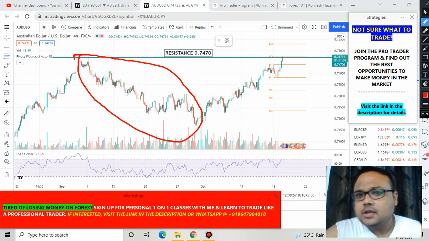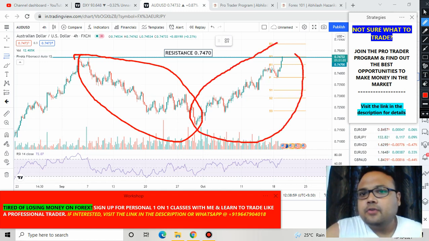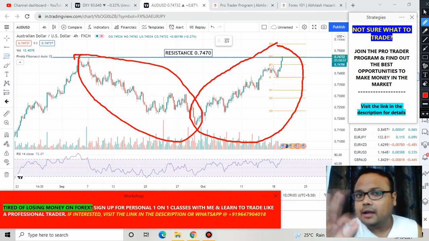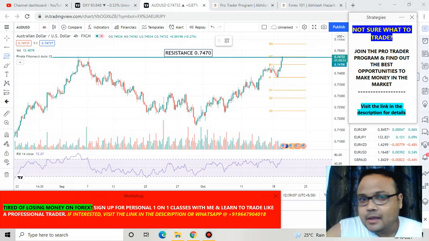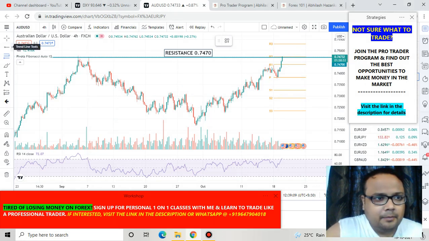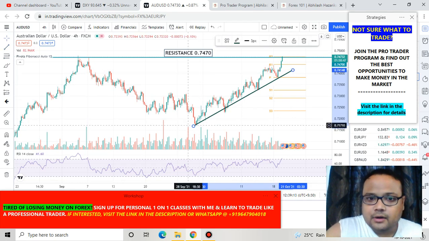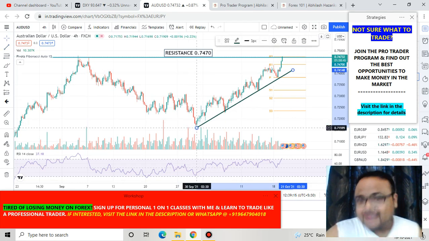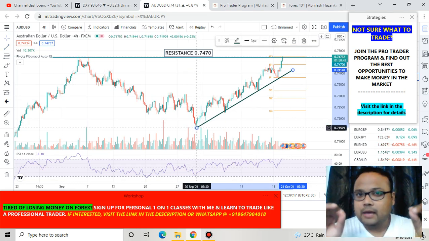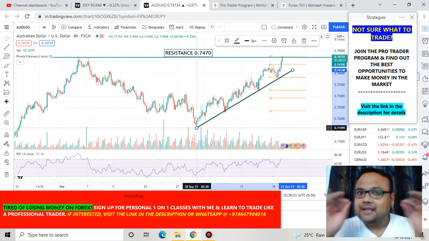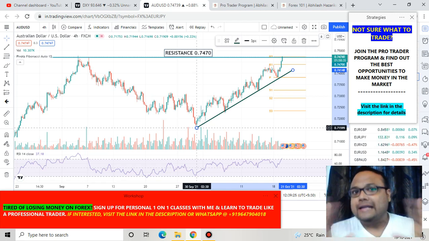So if we just focus on the present trend, yes, I'm talking about the present trend of the market, then you can clearly see that AUD USD is in an uptrend. A beautiful uptrend, there should not be any doubt. And we also have a trend line right now acting as a dynamic support for the market. This trend line is not a very strong one, okay. But what I'm saying is that the market is in an uptrend, that's it.